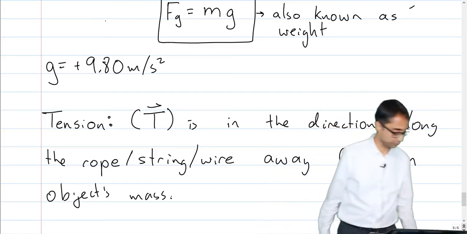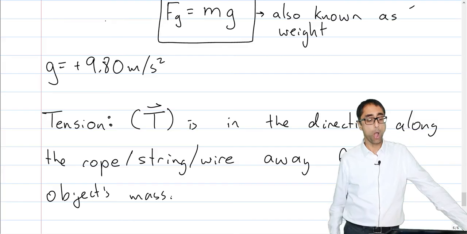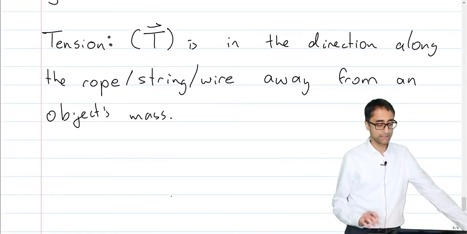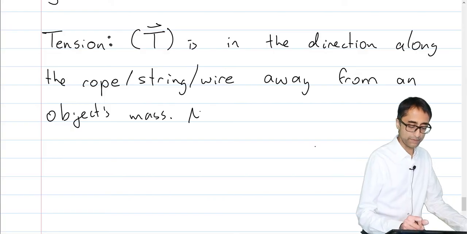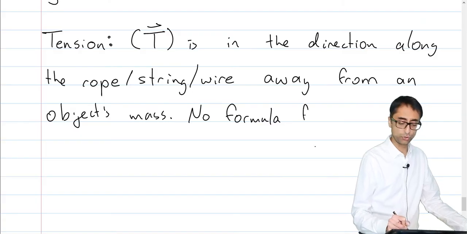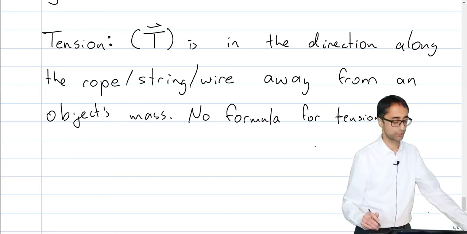And so tension is in the direction along the rope, string, or wire, away from an object's mass. And please keep in mind there is no formula for tension. Now that doesn't mean we can't find tension. We can certainly find tension when we are doing our Newton's second law problems, but there's no direct formula for it. So no formula for tension.